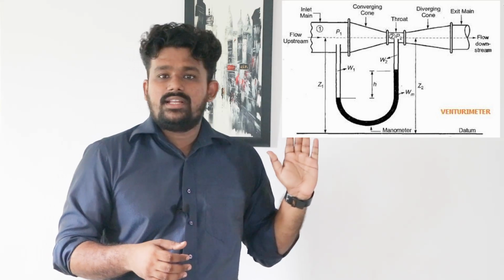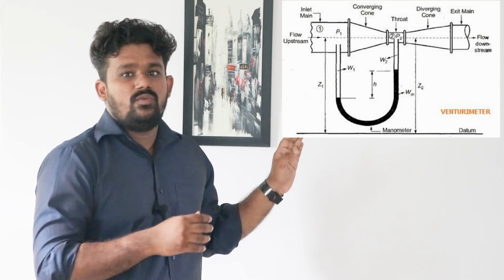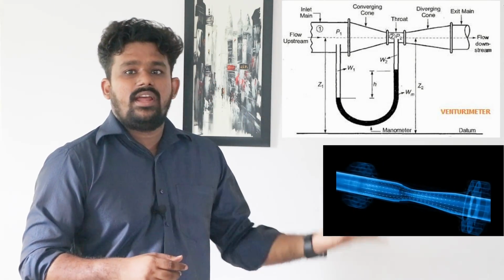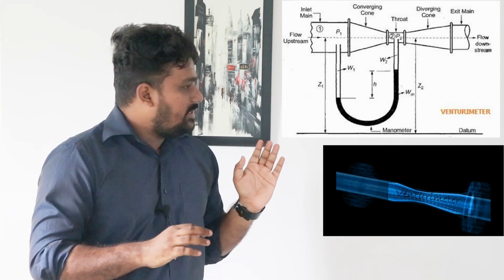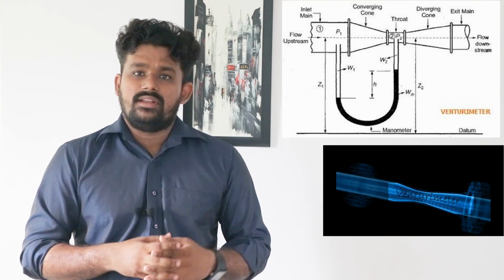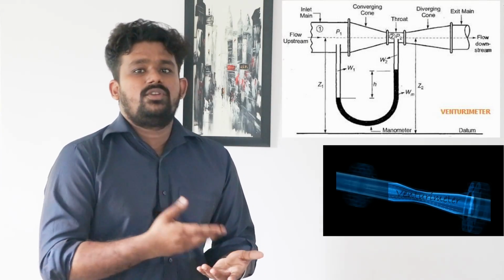And looking into the first one, Venturimeter. A Venturimeter is a device which is used to measure the discharge of a flowing fluid through pipes or channels. While it is flowing, we can use a Venturimeter to measure the discharge. A Venturimeter has three sections: a converging section, a throat section, and a diverging section. These three sections together make a Venturimeter, and it is connected to a pipe to measure the discharge.